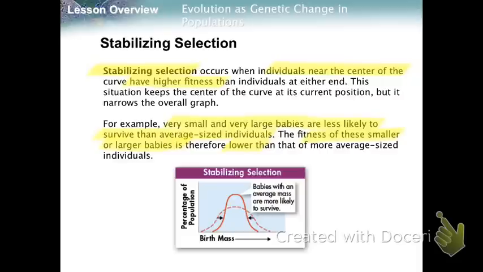So what you see, again, the dotted line is what it was in the past, more of a spread out situation with birth weight. But over time, you see a shift towards the middle. So that's become more stable. This is stabilizing selection right here. A shift toward the middle. So birth weight has actually gotten less varied over time in humans. Babies with an average mass are more likely to survive.